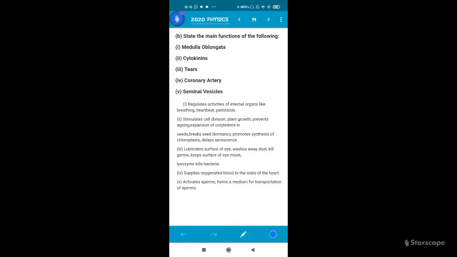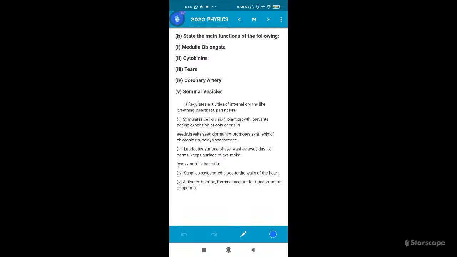Now moving to the subpart of question number B. State the main functions of the following. So there are 5 parts given and you have to mention their functions. So you don't have to write a paragraph, or you don't have to use 4 lines. You can write it in a single line, but do mention the important characteristics or the functions of these parts.